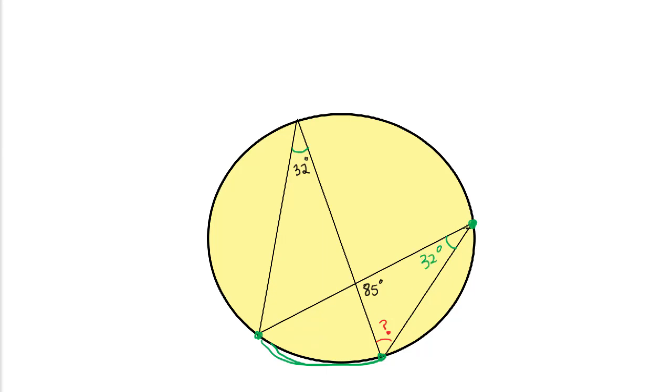And I see I then have two angles in the triangle with my unknown angle. So that means the unknown angle plus 85 plus 32 must equal the sum of interior angles in a triangle, 180. That means the missing angle is 180 minus 85 minus 32, or 63 degrees. My missing angle here is 63 degrees.